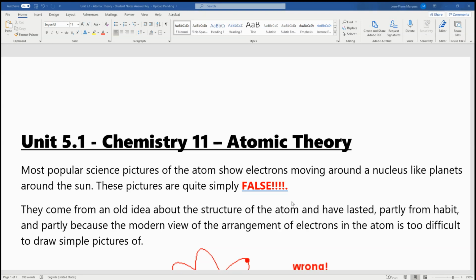Hello, this is Unit 5.1. This is the Atomic Theory Unit. So good news for you. If you're somebody who does not like doing calculations, well, good news is you are done them. The Atomic Theory Unit is all theory-based. There are no hard numbers with it.